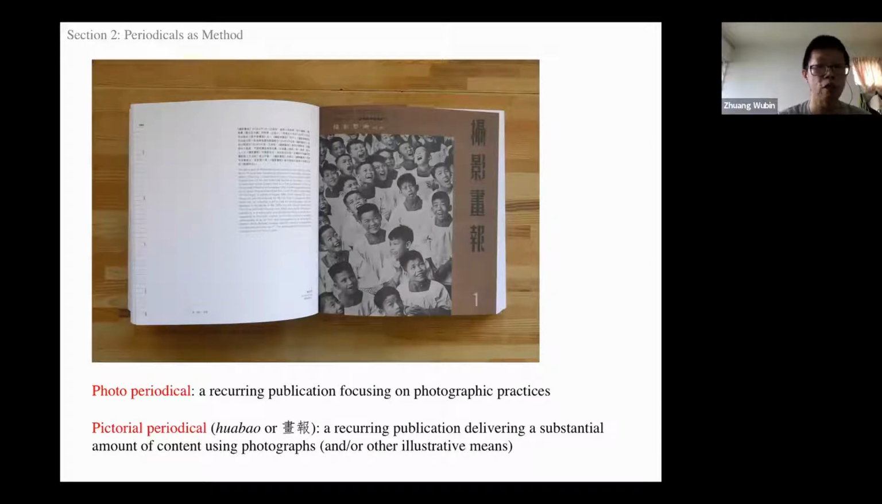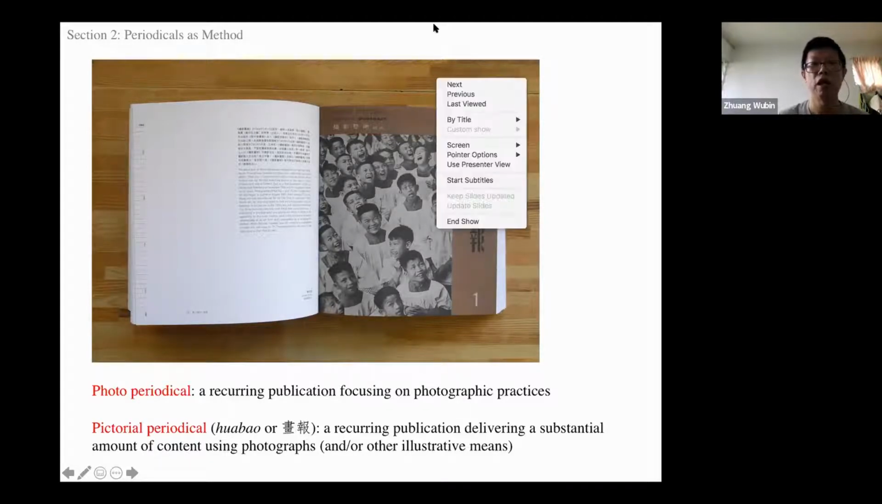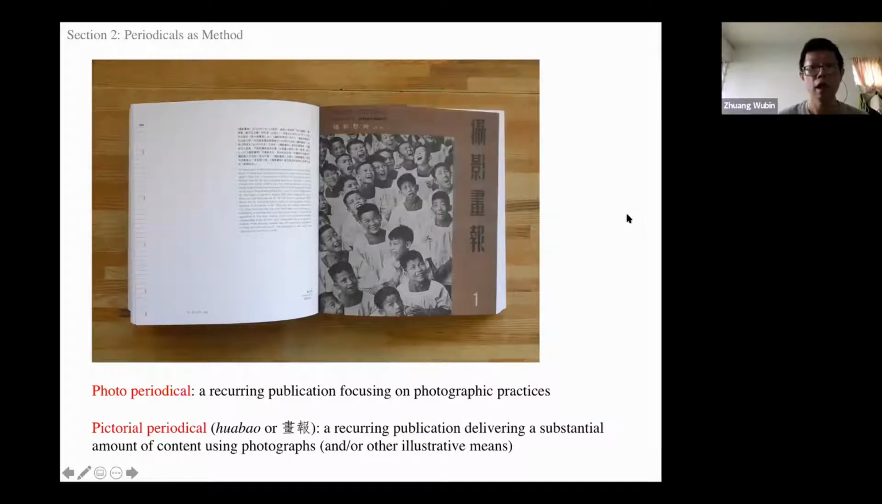That is a pictorial periodical, which is really a recurring publication delivering a substantial amount of content using photography and other illustrated means. You can see that in Photo Pictorial, with its name, it gestures towards a kind of move, where it tries to move from being a photo periodical, which reports on photography, into a publication that also tries to communicate content using photographic images. And this is quite a conscious move.